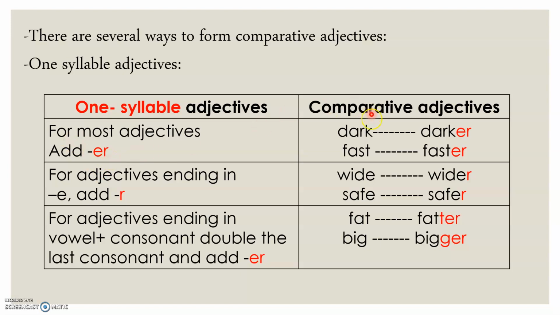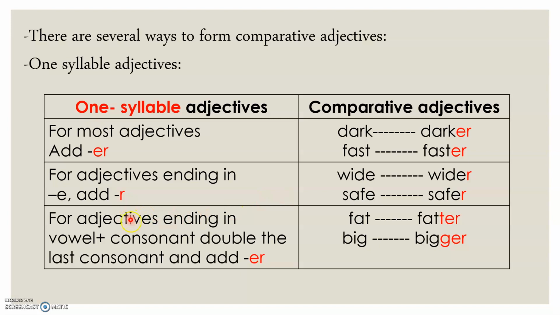For example, dark, darker than. Fast, faster than. Ahmed is faster than Ali, for example. So for most adjectives, we add ER. If the adjective ends with E, we only add R. Like for example, wide. It ends with E, so we only add R. Wider. This street is wider than the other one. Safe. This town is safer than the other town.